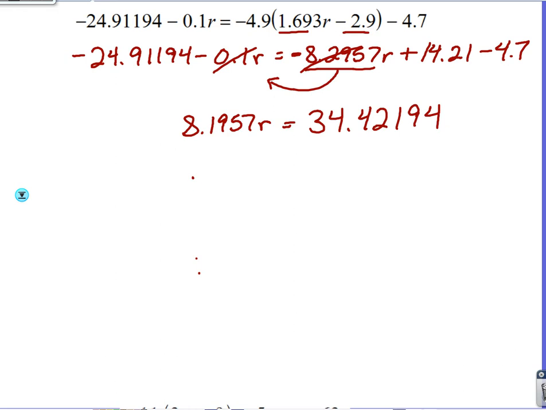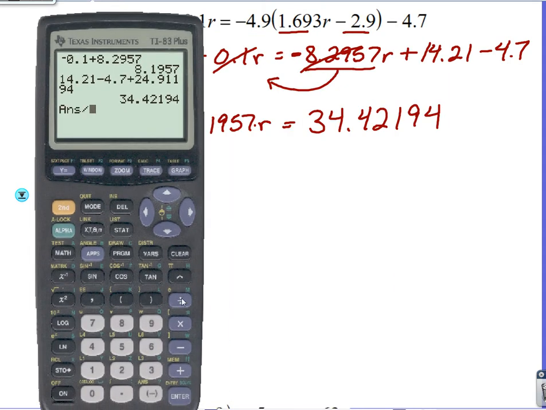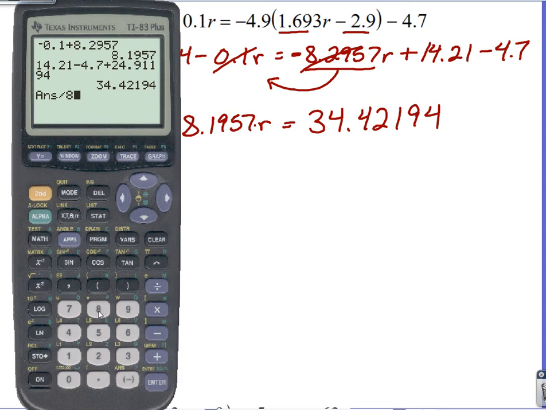Last step. Hunter, what do I move next? Divide by that, right? In order to move 8.1957, since it's being multiplied, like you said, I'm going to take this and divide by this. There it is on my screen. So I'm going to do that number divided by 8.1957, and I get 4.2.